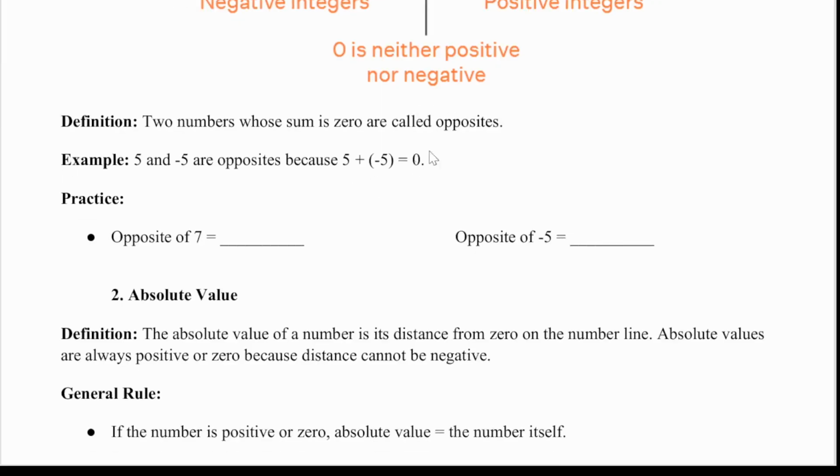And that's all this is saying in more formal language. So go ahead and pause your video and see if you can write down what the opposite of 7 and the opposite of negative 5 are. Well, the opposite of 7 is negative 7, because 7 plus negative 7 is 0. And the opposite of negative 5 is 5, because negative 5 plus 5 gives us 0.